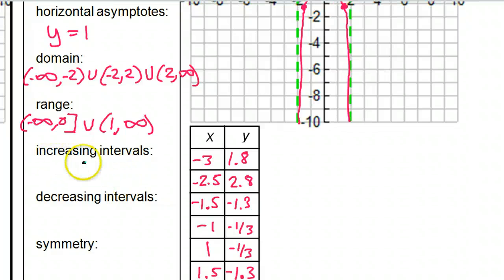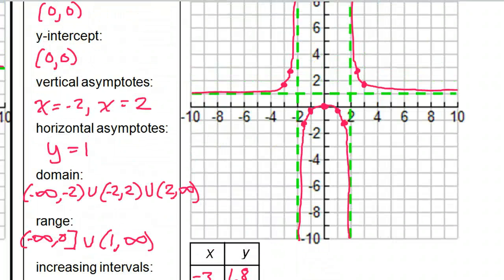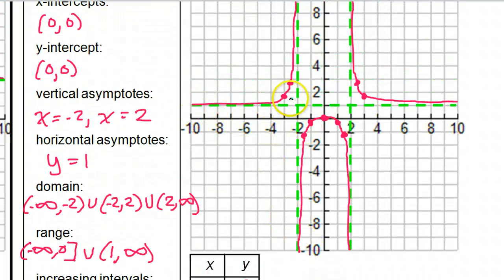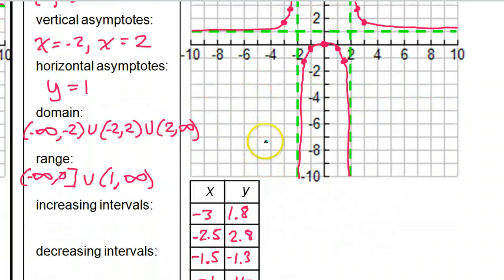Now let's talk about increasing and decreasing intervals. As I trace the graph from left to right, I need to think about where am I going, uphill or downhill. So from left to right, this part of the graph goes like this. Whee! Up. So that's an increasing part of the graph.